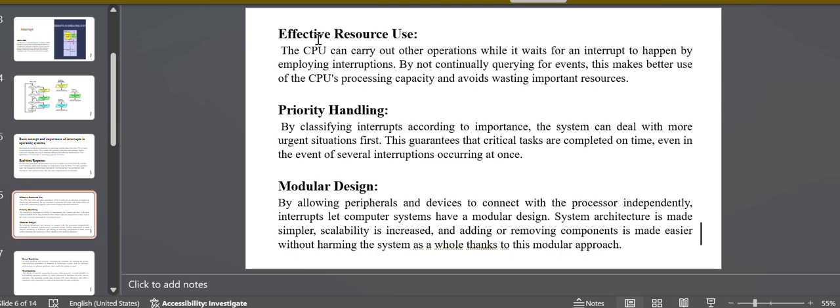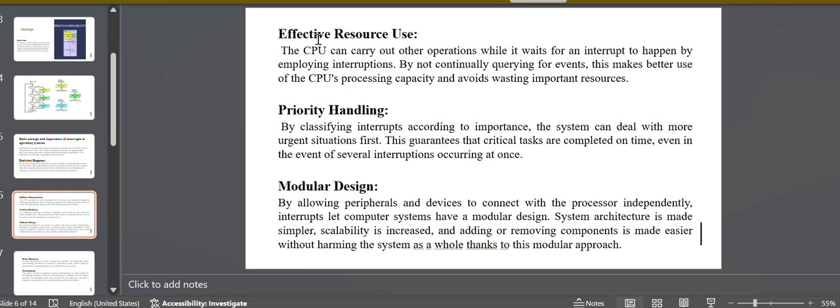The next one is effective resource use. The CPU can carry out its operations while it waits for an interrupt to happen by employing interruption. By not continually querying for events, this makes better use of the CPU processing capacity and avoids wasting important resources.